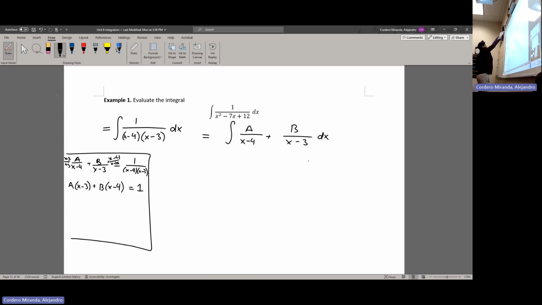So watch this. A good strategic x might be if x is 3, and I plug that in, then look what happens. A times 3 minus 3 plus b times 3 minus 4 needs to equal 1. Well, 3 minus 3 is 0, so I don't care about this. And then 3 minus 4 is negative 1, so negative 1b needs to equal 1, meaning that b must be negative 1. Okay, so I got my b, and then I choose another strategic x.